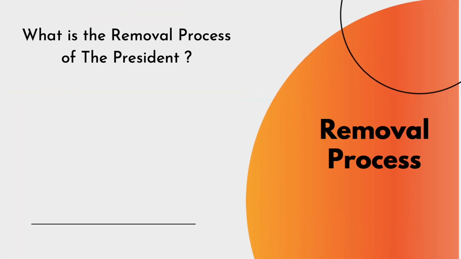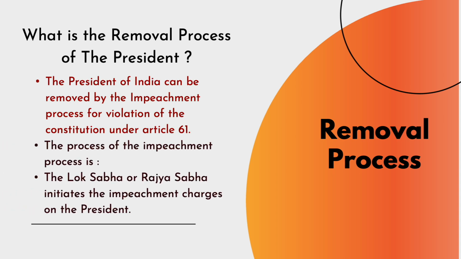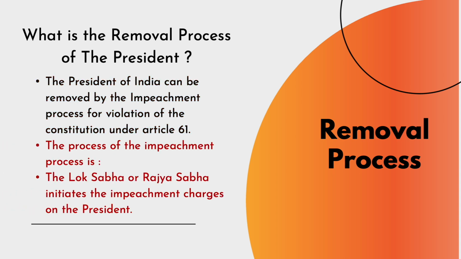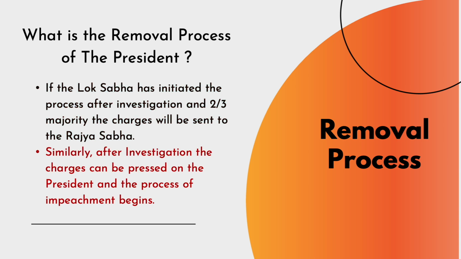The last topic we will cover in this video is the removal process of the President. The President can be removed by the impeachment process for violation of the Constitution under Article 61. The process of impeachment takes place if either of the houses, that is the Rajya Sabha or the Lok Sabha, initiates the impeachment charges on the President. If the Lok Sabha has initiated the process after the investigation and two-thirds majority, the charges will be sent to the Rajya Sabha. Similarly, after the investigation, charges can be pressed on the President and the process of impeachment begins.